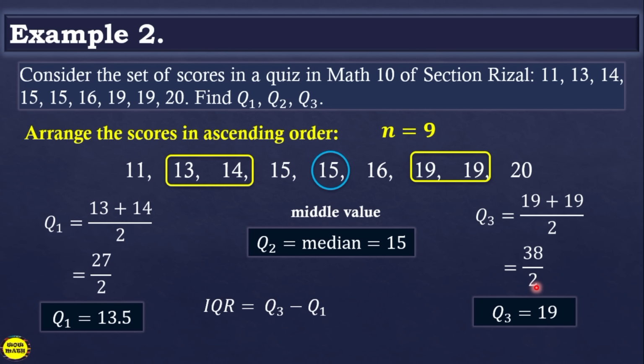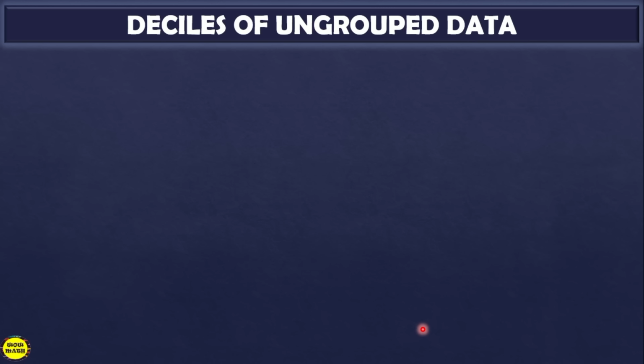And then, the interquartile range, so the third quartile minus the first quartile. So, 19 minus 13.5, the answer is 5.5. Next, the deciles of ungrouped data.